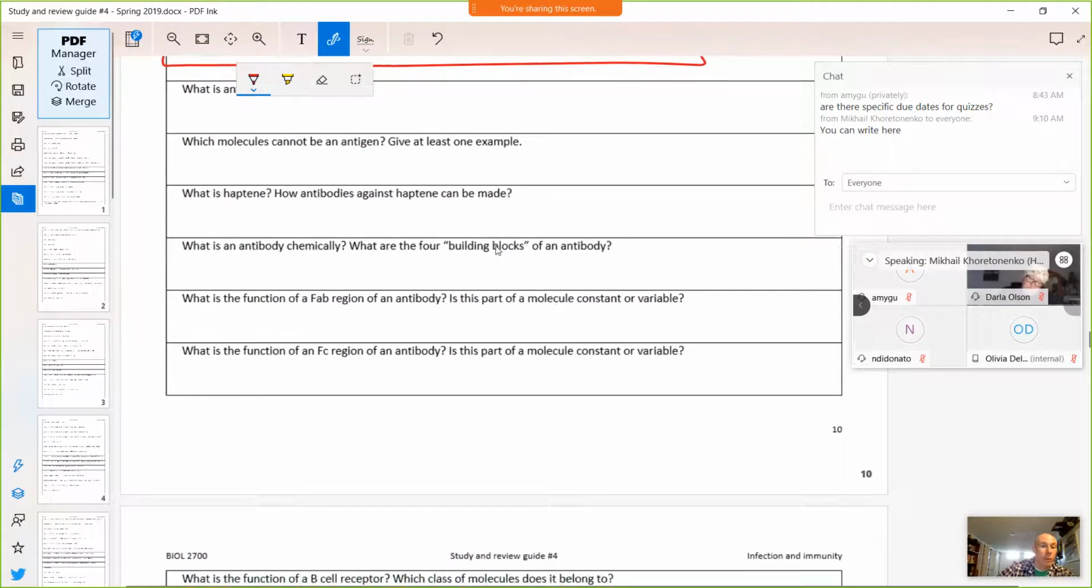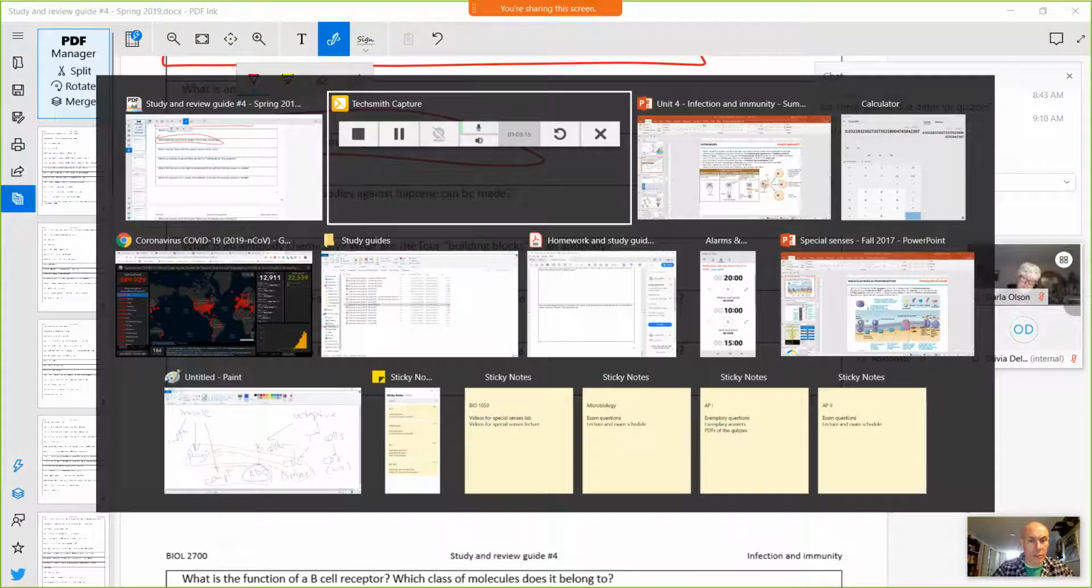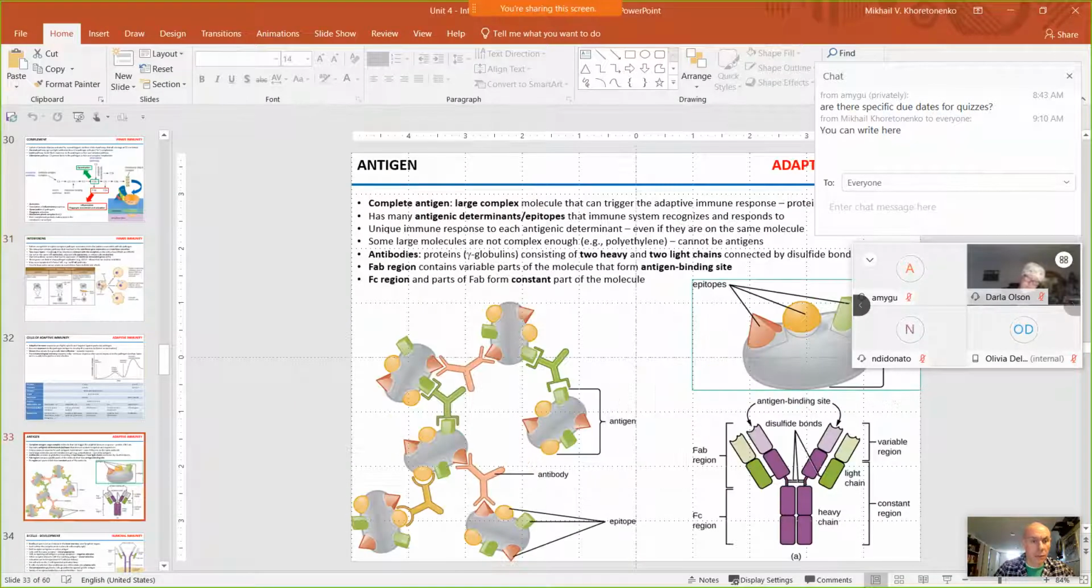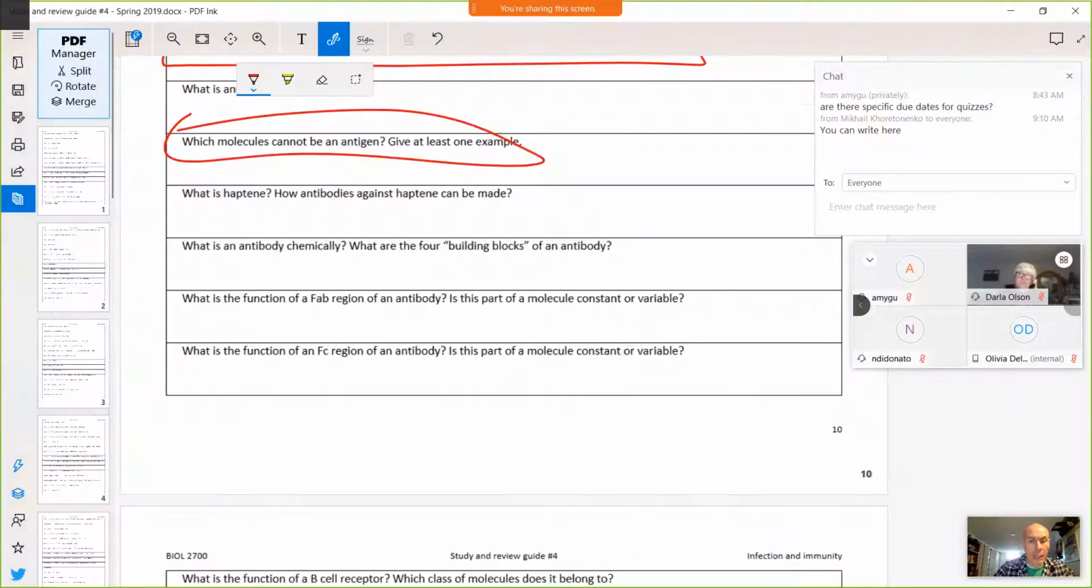So yeah, we figured this. I don't think I talk about haptene, so we can screw that. I think it's like a remnant of the old story. Yeah, I don't talk about haptene, that's fine. So antibody chemically, so forget about haptene, and it can be gone. Antibody chemically, it's a protein, 4 building blocks, 2 light, 2 heavy chains.